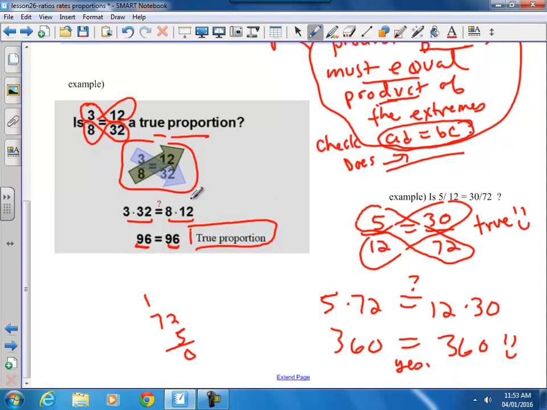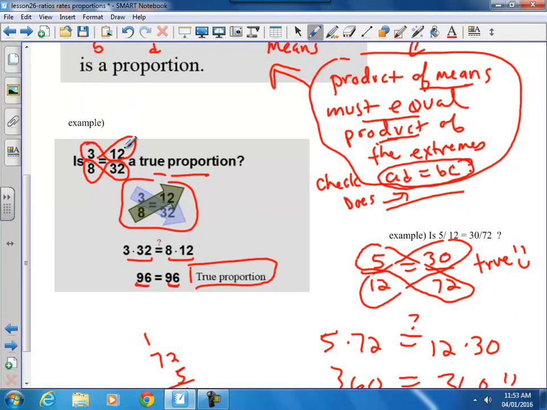All right. So safest thing I can tell you is if you're asked if two fractions are equal or two ratios are equal, if it's a true proportion, just cross multiply. Investigate the cross products. Oh, there's a good word. Cross products. Investigate the cross products. See if they're equal.